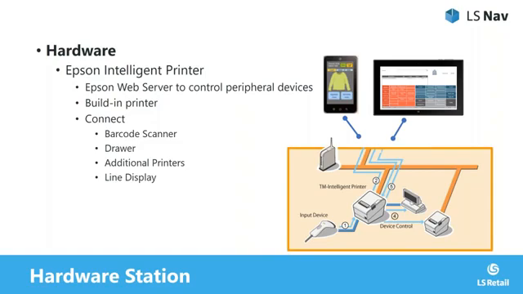We have here a hardware station. And one of the two flavors we have is a hardware station that is really a hardware itself. So for example, we have the Epson Intelligent Printer. And you can see in the picture, it is the center of the picture. That is a printer that will print the slip, but it's also a server or a controller for the other devices. So you plug the scanner into this device, the line display, this drawer and all that, and that would control the devices for you.